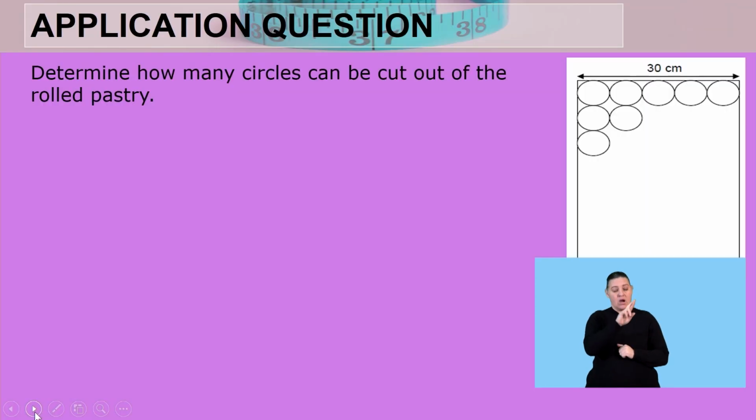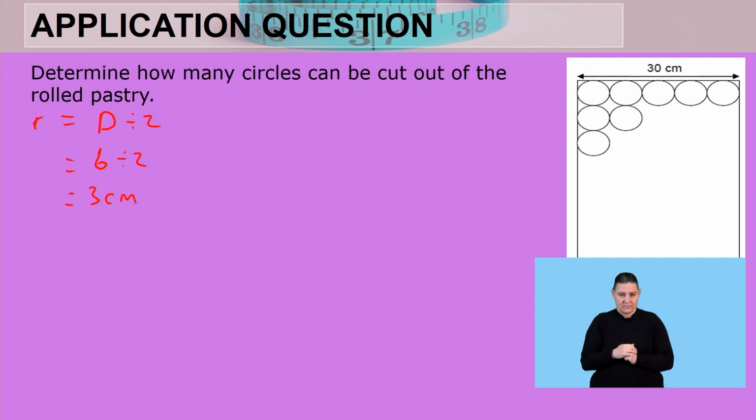Let's do another one. Determine how many circles can be cut out of the rolled pastry. So what I think we need to do here is find the area of one circle. For the area of a circle, we first need the radius. Radius is the diameter divided by 2. Because remember, with the previous question, we've already worked out the diameter. The diameter was 6. 6 divided by 2, here I get 3 centimeters.